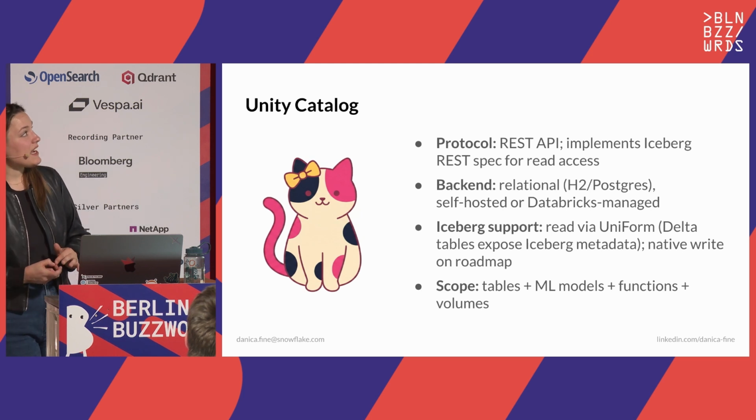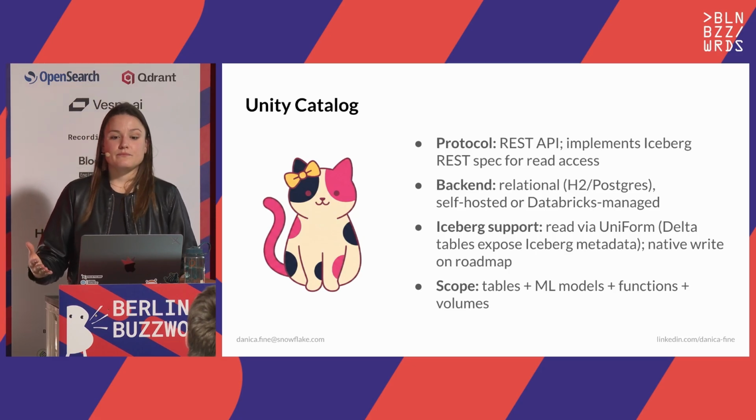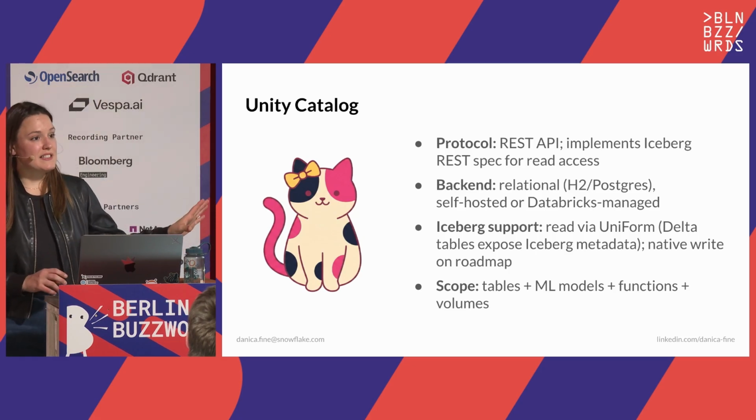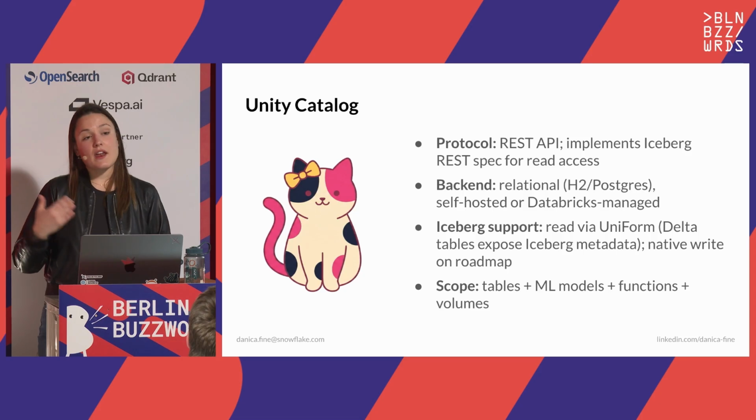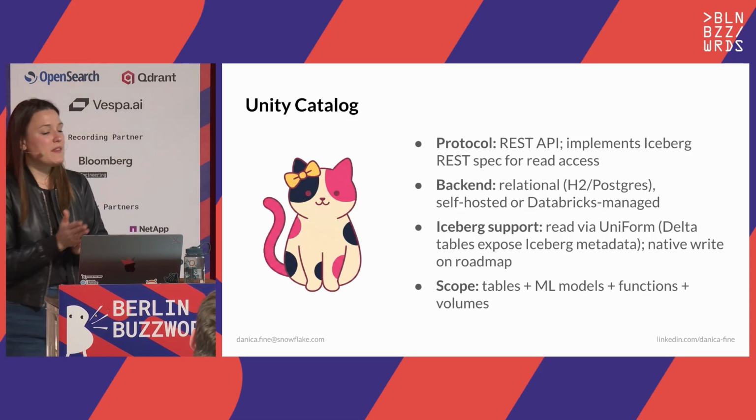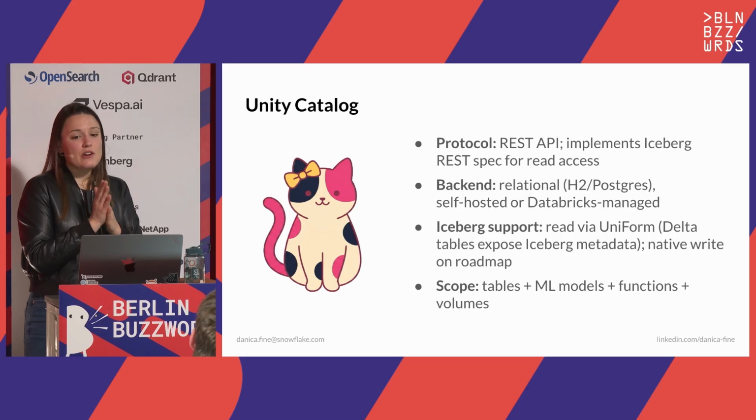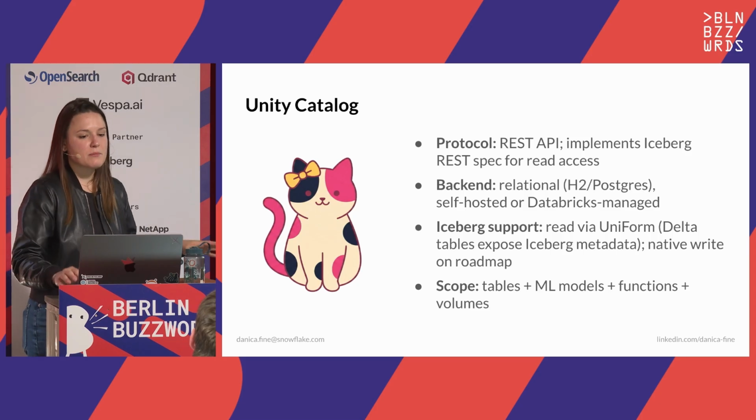The key thing to understand here when you're considering Unity is it is Delta Lake first. All right. You are writing Delta tables, and then you use UniForm behind the scenes to generate Iceberg-compatible metadata so that other engines can read those as Iceberg tables. Okay. The native Iceberg write, I believe, I don't know when the next release is coming, but it's on the roadmap for the next release. It's just not been shipped yet.